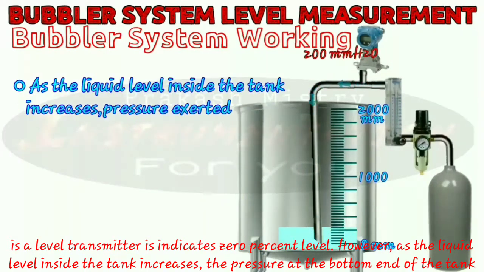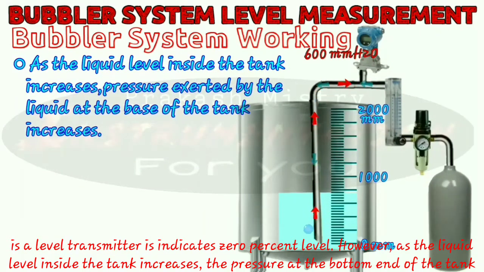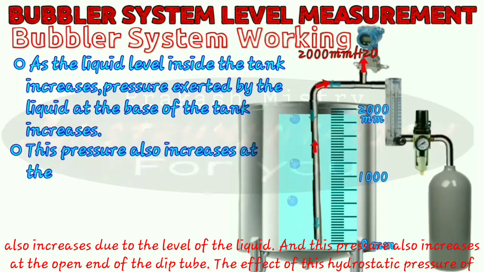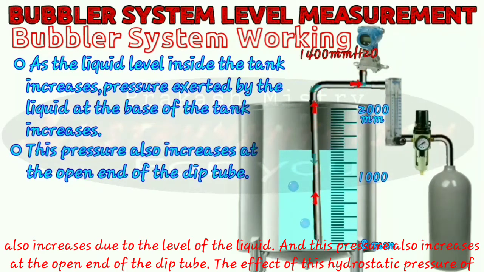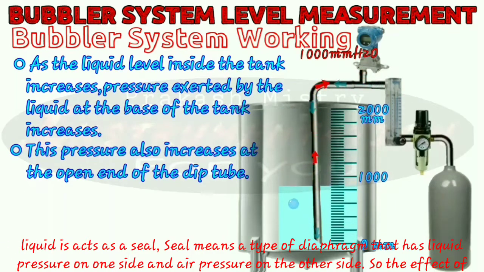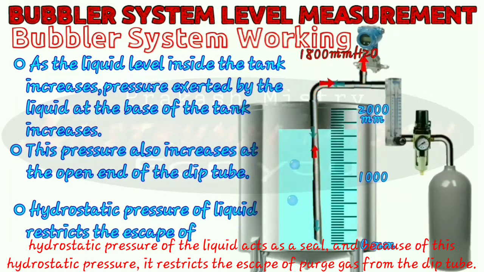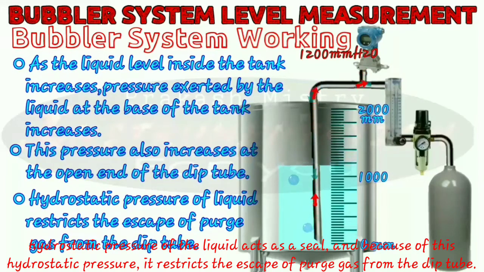However, as the liquid level inside the tank increases, the pressure at the bottom of the tank also increases due to the level of the liquid, and this pressure also increases at the open end of the dip tube. This effect of the hydrostatic pressure of the liquid acts as a shield. Shield means a type of diaphragm that has liquid pressure on one side and air pressure on the other side. So the hydrostatic pressure of the liquid acts as a shield, and because of this hydrostatic pressure it restricts the escape of the purge gas from the dip tube.